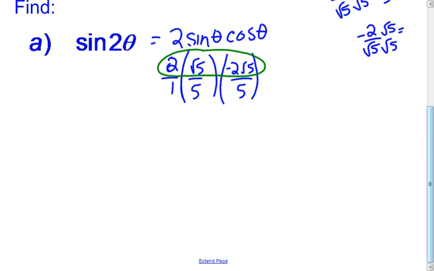So across here, 2 times negative 2 is negative 4, and then root 5 times root 5 is 5. So negative 4 times 5 would be negative 20. And then down on the bottom, 1 times 5 times 5 is 25. And of course that will reduce to negative 4/5. Okay?